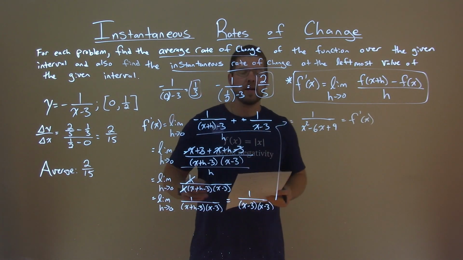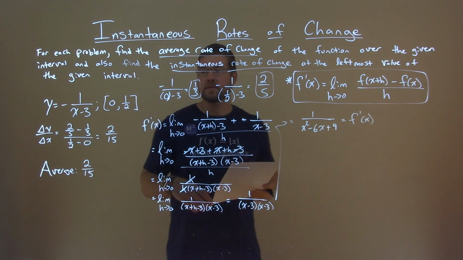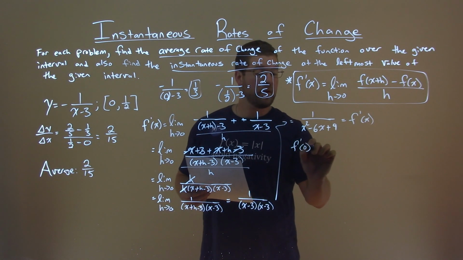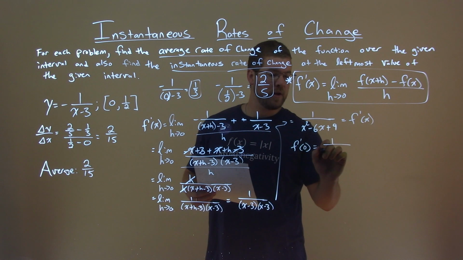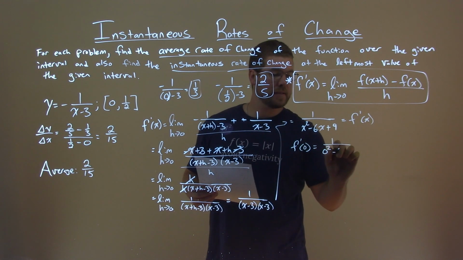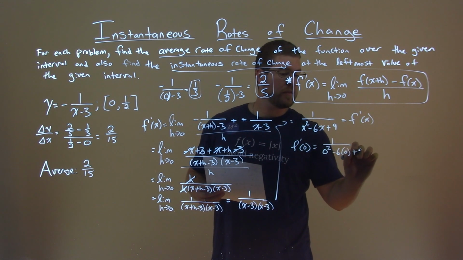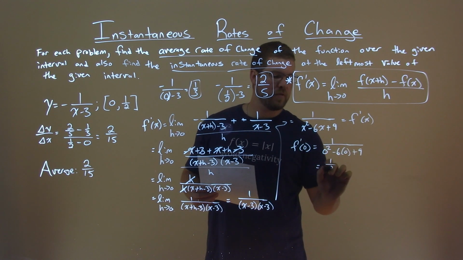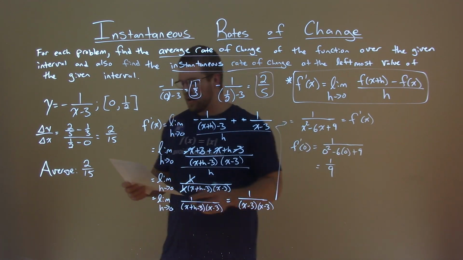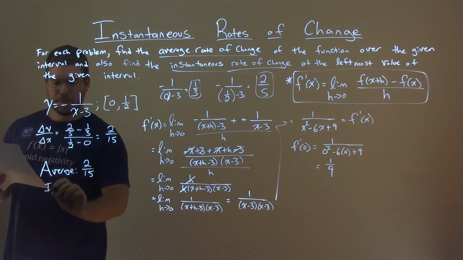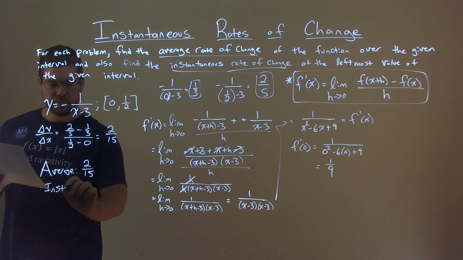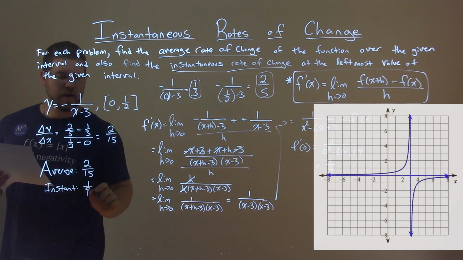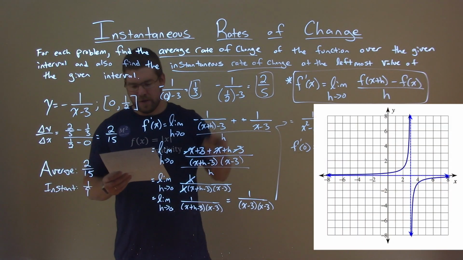Now they want us to find it right there at x equals 0, right, the instantaneous rate of change. So we want to find what f prime of 0 is, so we plug 0 in for x. 0 squared minus 6 times 0 plus 9. Well, it's easy when it's zeros. They cancel, we have 1 over 9. And so our instantaneous rate of change here is 1/9. And again, you can see the graph here.